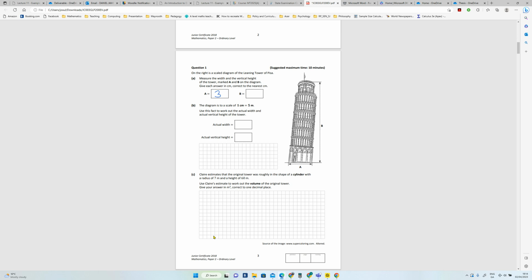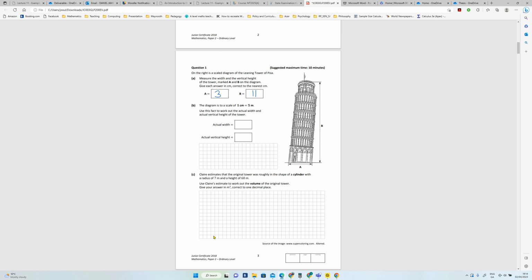The B one, which is the height, is coming up just shy of 11 centimeters. So I'm going to make that 11. Okay, so those are my two measurements.